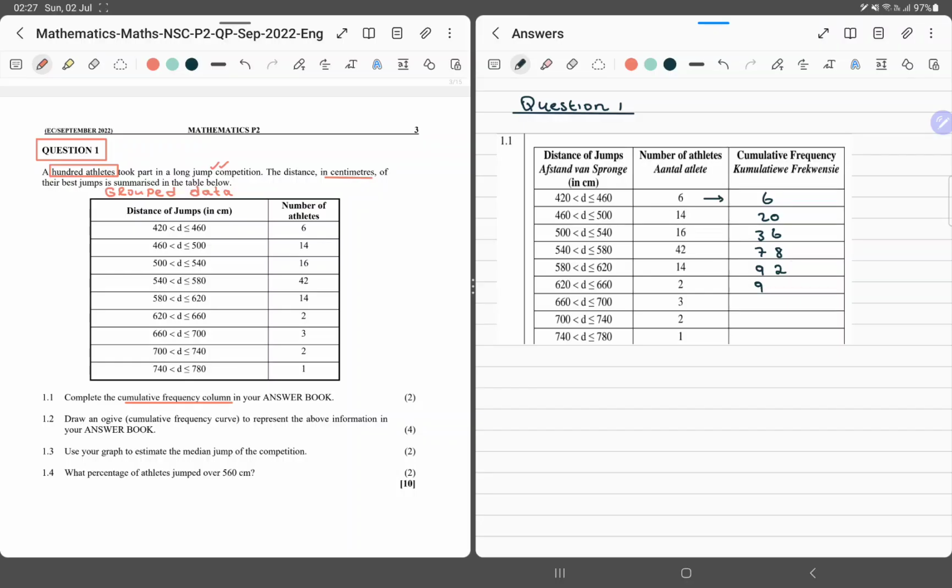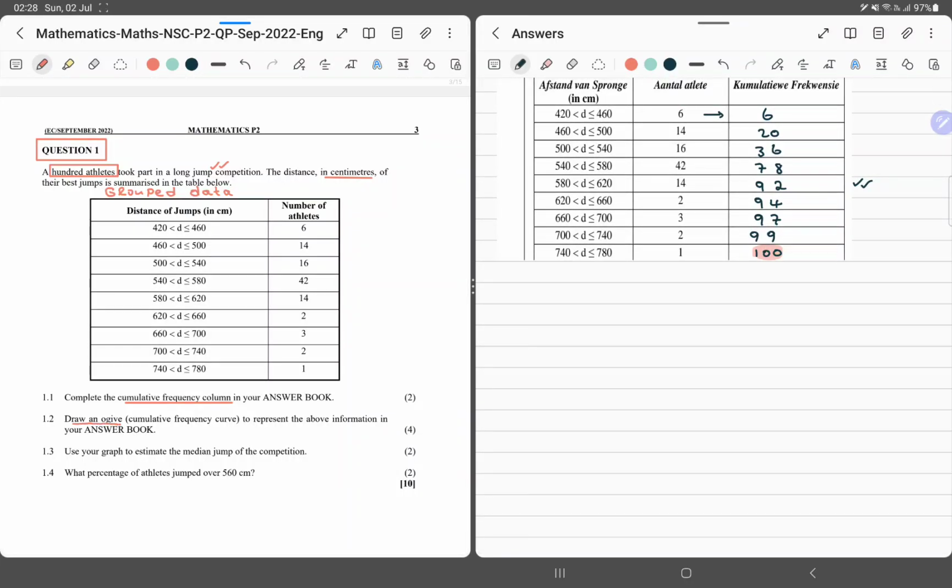92 plus 2 gives us 94. 94 plus 3 gives us 97. 97 plus 2 gives us 99. And the last class gives us 100. Whenever the last class corresponds with the total number of our athletes, it means we have done this correctly. So we take our 2 marks and we move on.